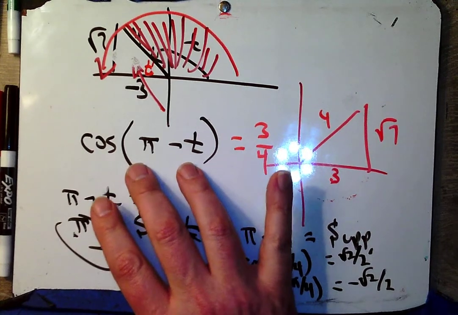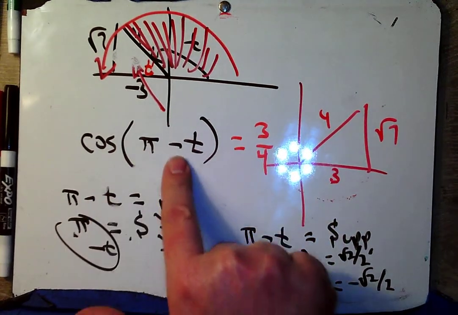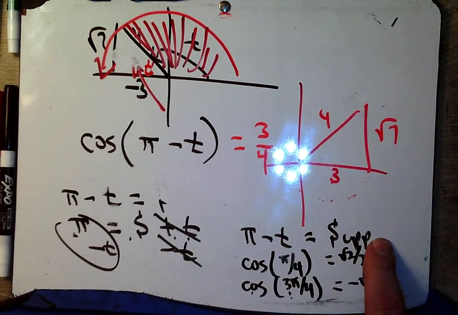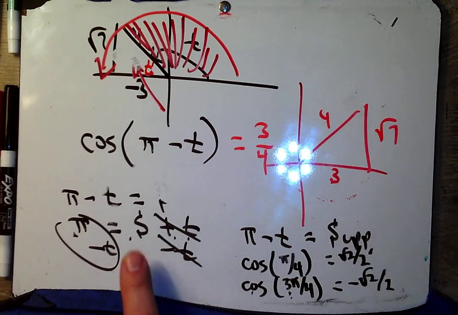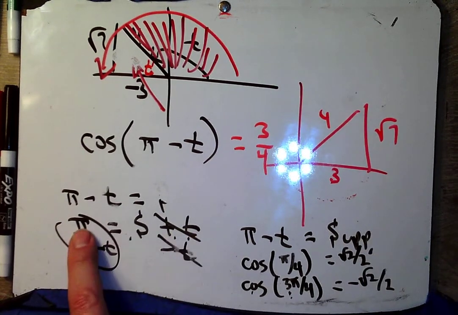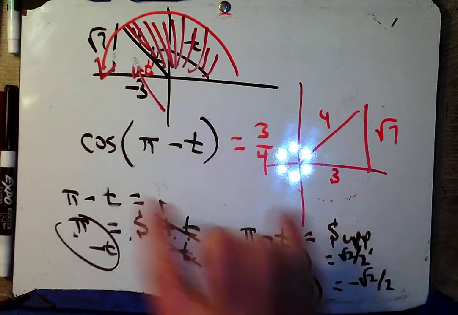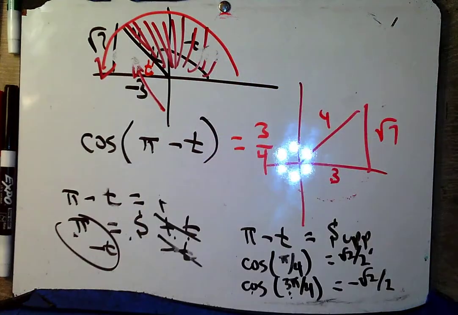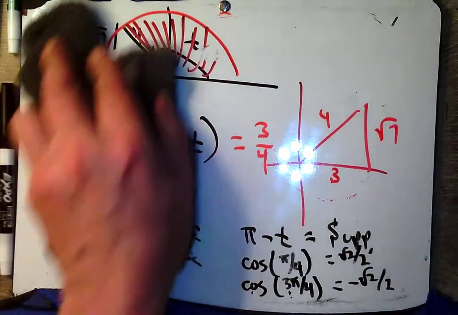But if you can stretch your brain enough to say, what do these symbols mean? Oh, they mean the supplement. Pi minus t finds me the supplement to t, because I know that a supplement plus an angle should equal pi. This is merely a way of saying, what's the cosine of the supplement of this angle t we were talking about? And we said earlier in class that the cosines of supplements were opposites and the sines of supplements were the same. Okay?